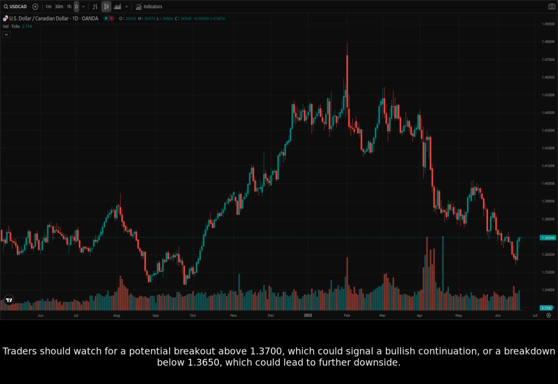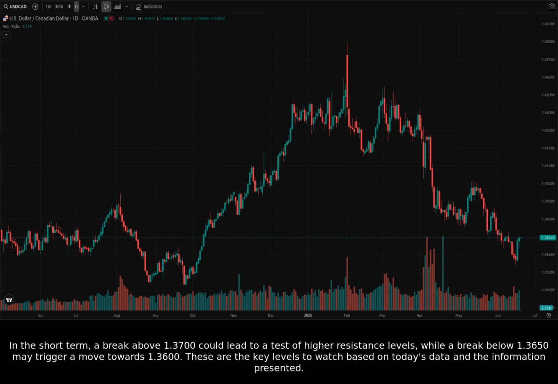Traders should watch for a potential breakout above 1.3700, which could signal a bullish continuation, or a breakdown below 1.3650, which could lead to further downside. In the short term, a break above 1.3700 could lead to a test of higher resistance levels, while a break below 1.3650 may trigger a move towards 1.3600. These are the key levels to watch based on today's data and the information presented.